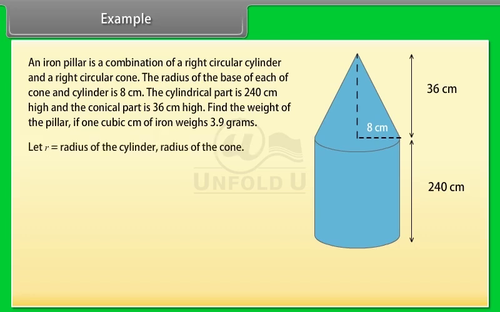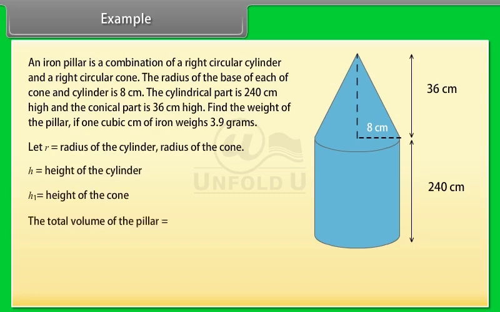Solution. Let r be the radius of the cylinder and the cone, h the height of the cylinder, and h1 the height of the cone. We know that the total volume of the pillar is equal to the volume of the cylinder plus the volume of the cone.